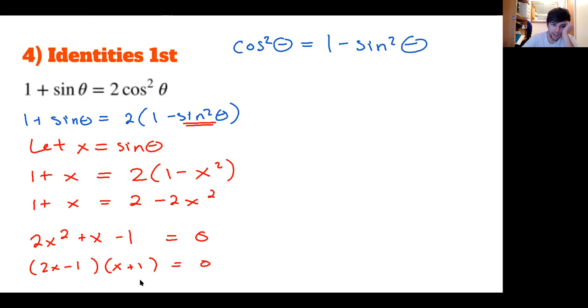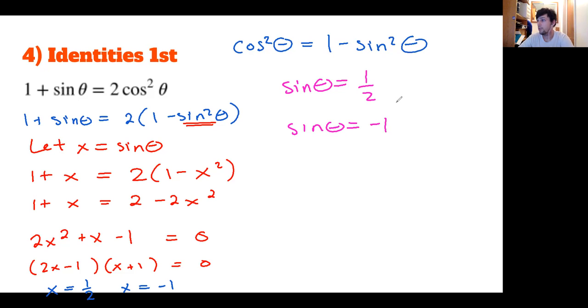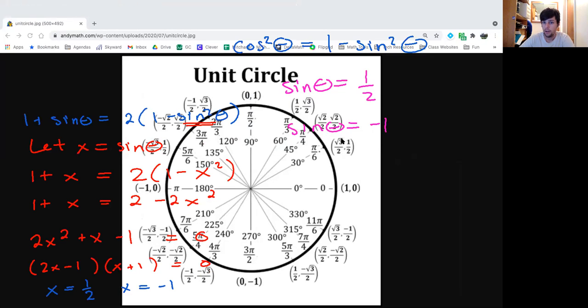going through this, we find that this gives us a solution of x equals a half, and this gives us a solution of x equals -1. Pretty easy. Again, that's not really what we're trying to do. We're trying to solve for theta, so we've got to undo that substitution. So we end up with sine theta is 1/2, and sine theta equals -1. And we can consult our unit circle there, find the angles that satisfy that.